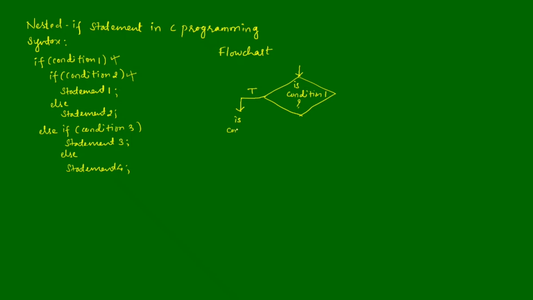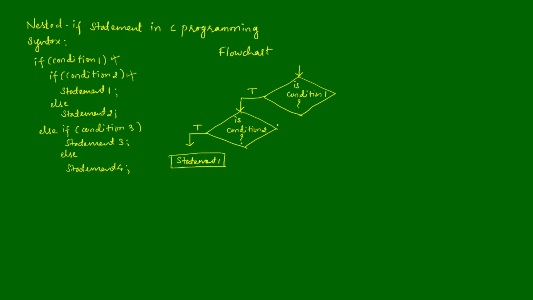I'm going to write is condition 2. Again we are going to draw rhombus for condition number 2. If it is returning true value, you can just look at this. If condition 1 is true and condition 2 is also true, in that situation statement number 1 will get executed. Here I'm going to write statement 1, to put it in a rectangular box.